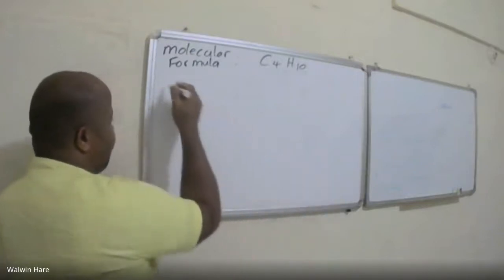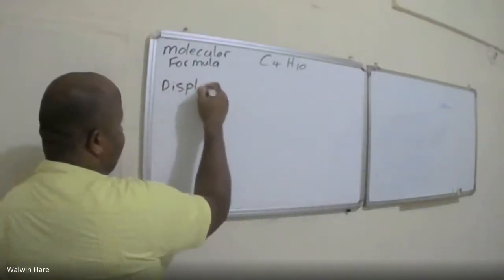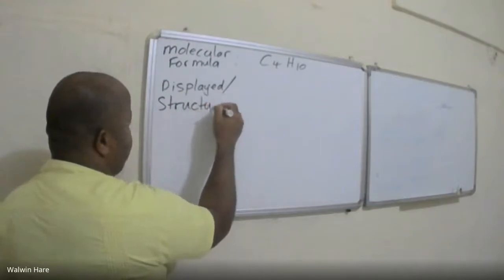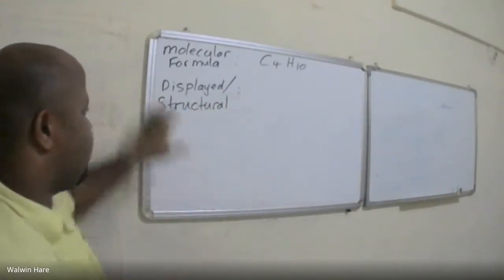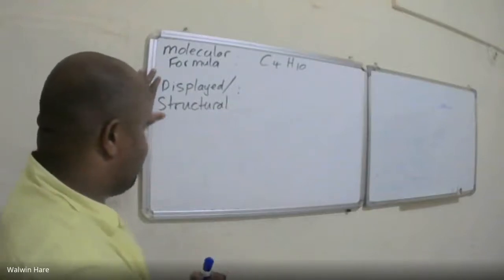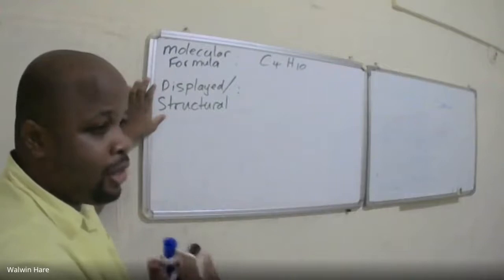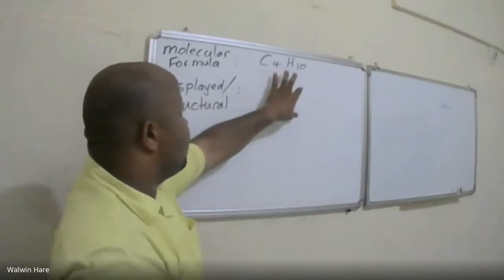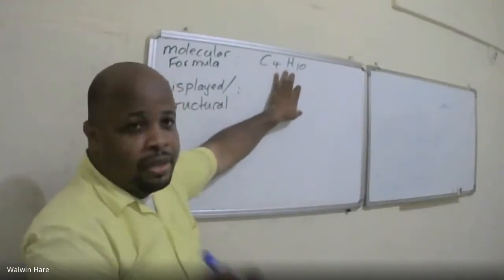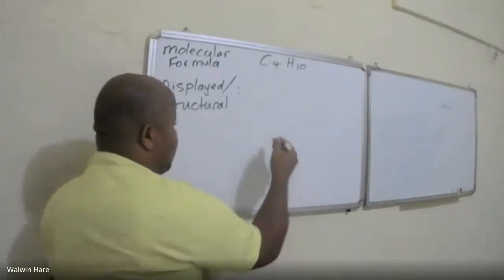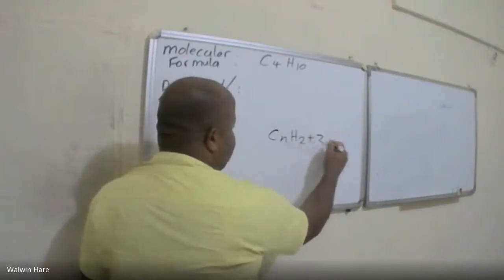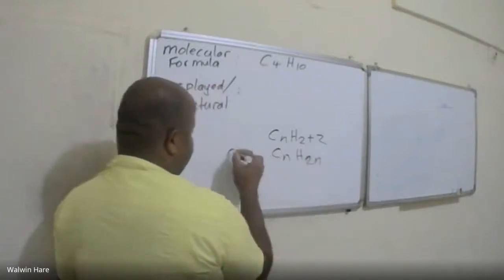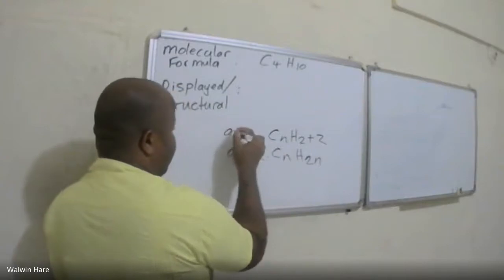But the displayed formula, and the other name for the displayed formula is the structural formula, is going to show us how the atoms are actually connected to each other in the compound. So C4H10, first, is this an alkene or an alkane? Use the general formula. Alkane is CnH2n+2. Alkene is CnH2n. So is it an alkene or an alkane?